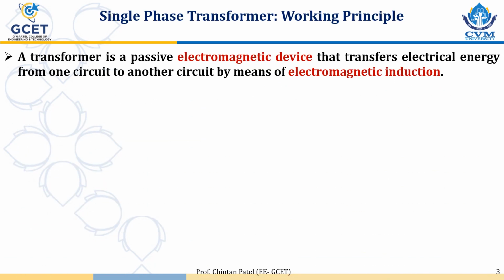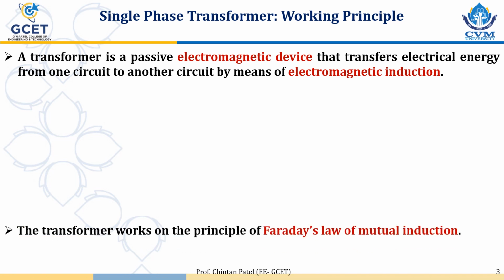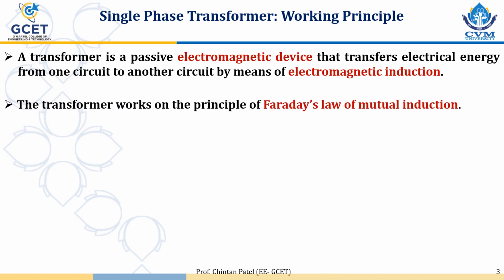A transformer is a passive device that transfers electrical energy from one circuit to another circuit by means of electromagnetic induction. So the working principle of transformer is Faraday's law of electromagnetic induction. But this electromagnetic induction is mutual induction.